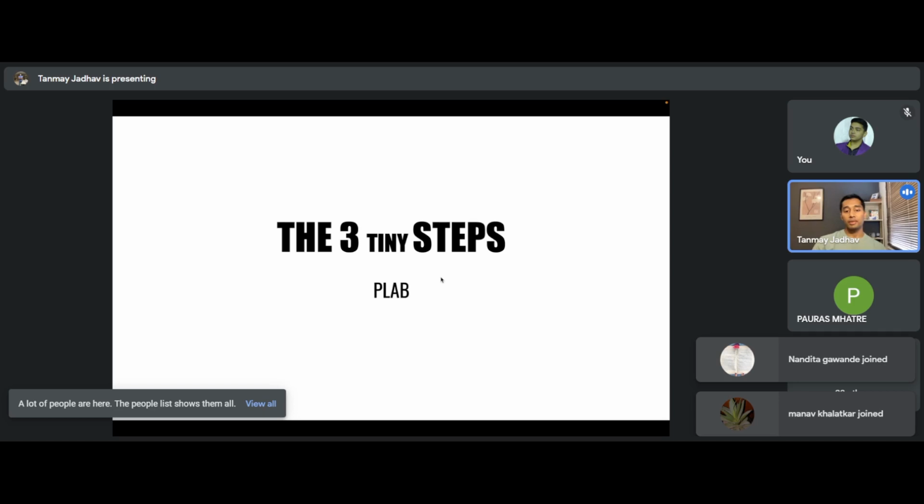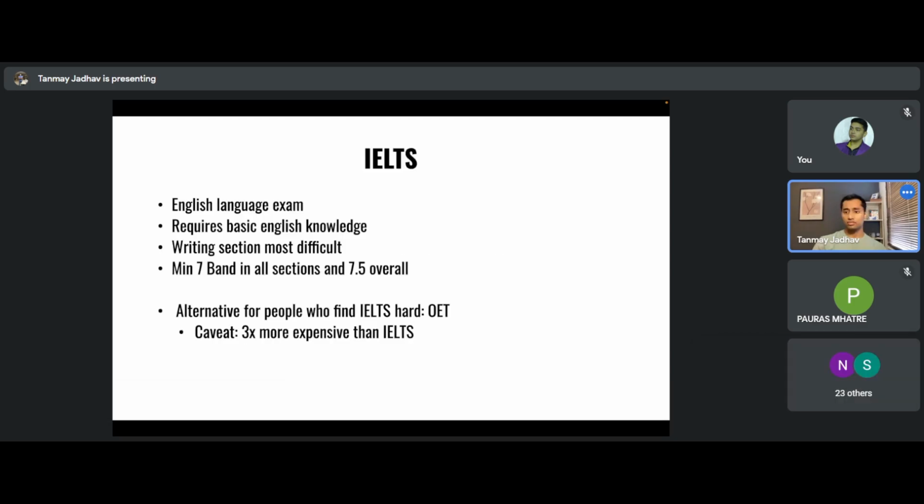It really requires very basic English knowledge, honestly. You've got four sections: speaking, writing, listening, and reading. Of these four sections, the highest band is a 9, and you need to have a 7 band minimum in all sections and a 7.5 overall, for you to become eligible to apply for writing the PLAB exam.